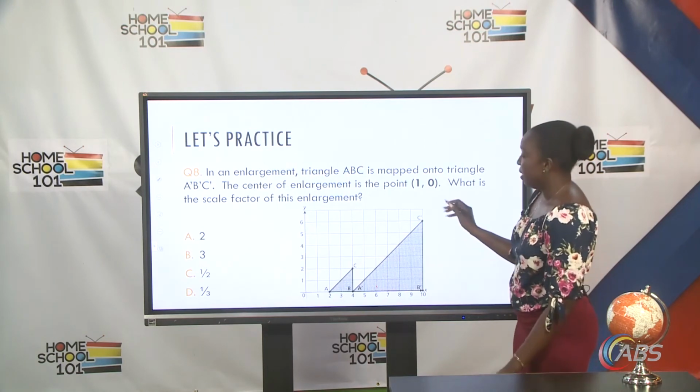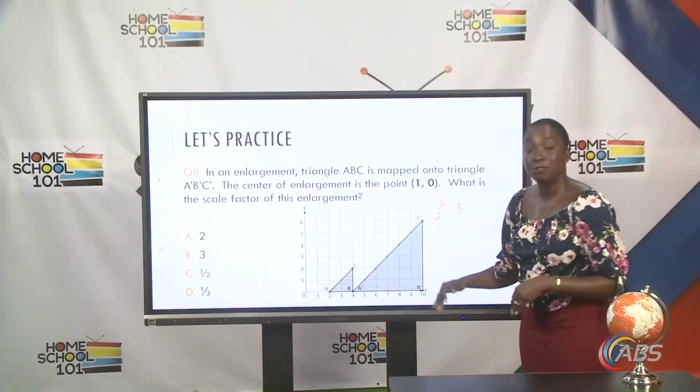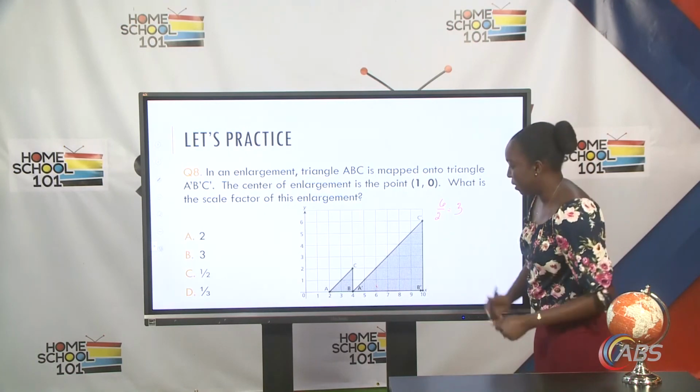And so if I divide 2 into 6, I get 3. Or maybe you don't believe me, let's choose another side. Let's choose BC and B prime, C prime, because it doesn't always have to be the same side, okay?